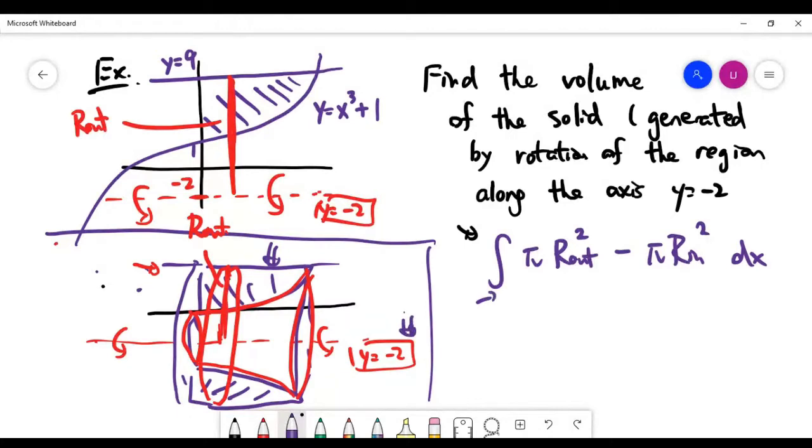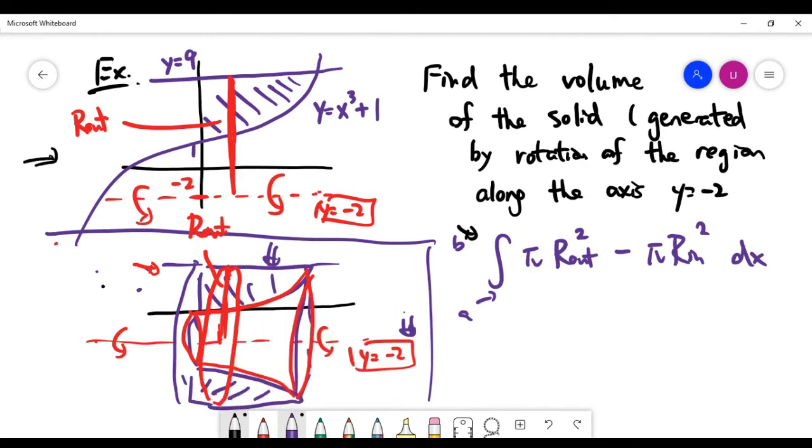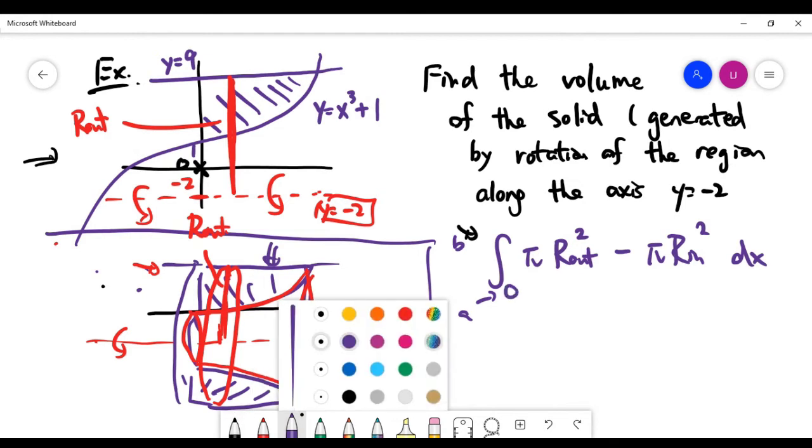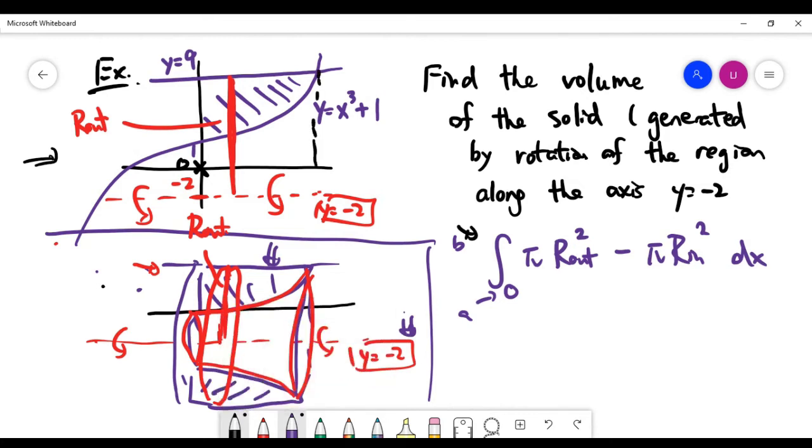And let's write down what a and b are. The a and b here correspond to the leftmost point and the rightmost point. Let's look at the picture at the top left. You see the leftmost point is 0, so I put 0 in the volume formula. And the rightmost point, the b here, is the rightmost point on the x-axis. It is the x-coordinate of the intersection of the two lines, right?